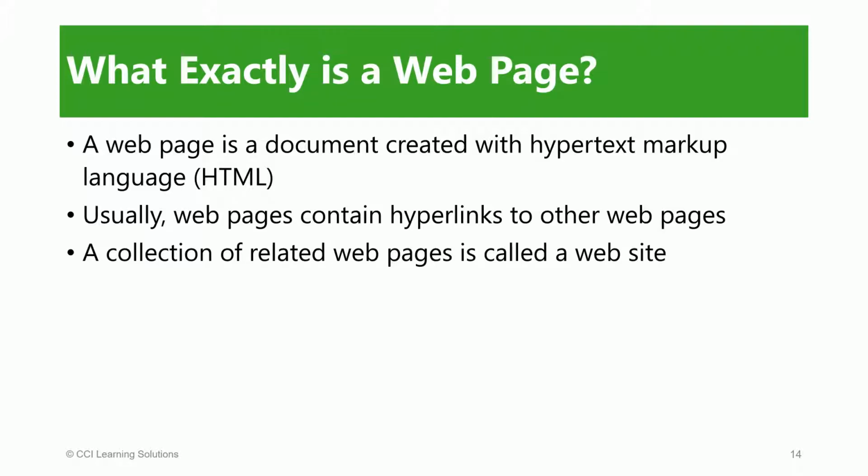What exactly is a web page? A web page is a document created by Hypertext Markup Language, which is HTML for short. Usually a web page contains hyperlinks to other web pages. A collection of related web pages is called a website.